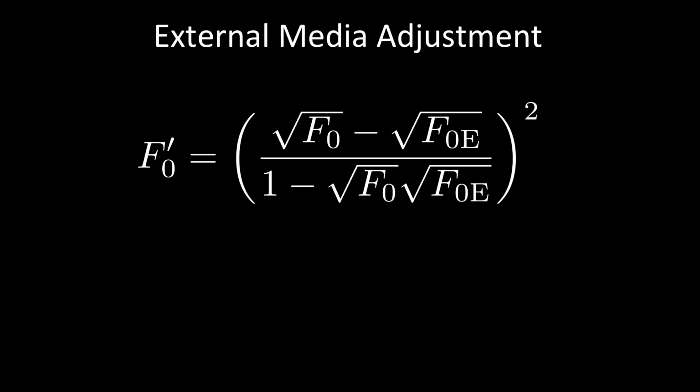The adjustment is actually quite straightforward for dielectrics. Here f0 is the original reflectance, f0e is the reflectance of the external medium, and f0' is the adjusted reflectance.